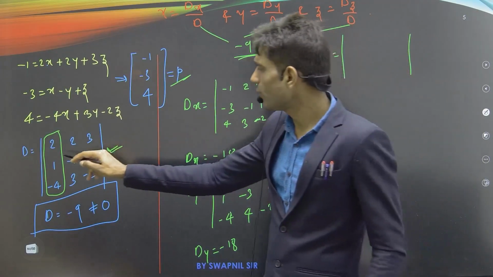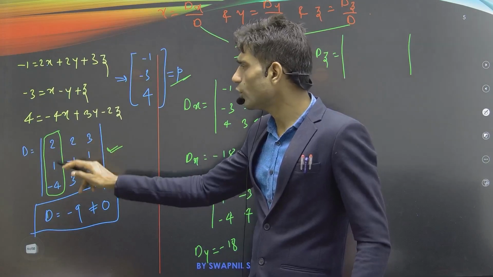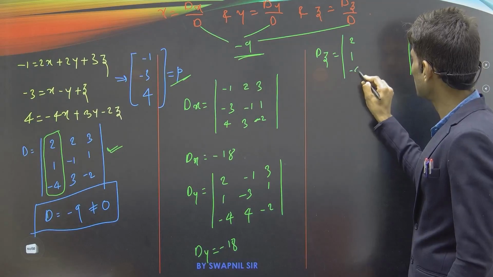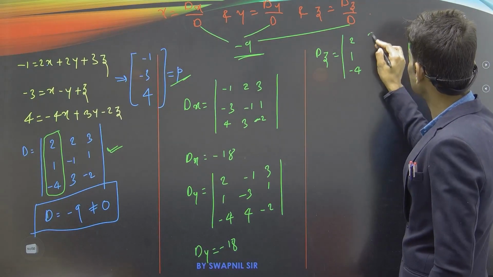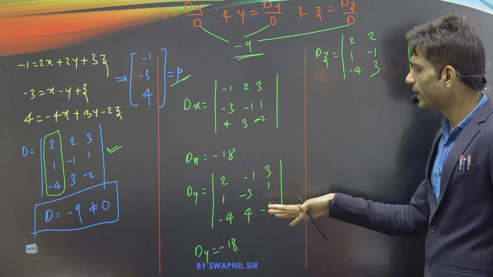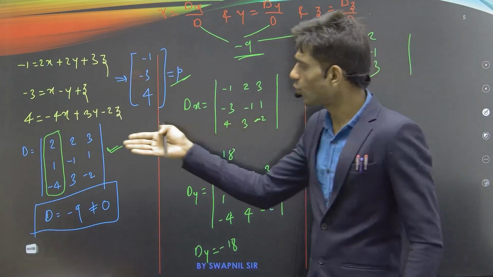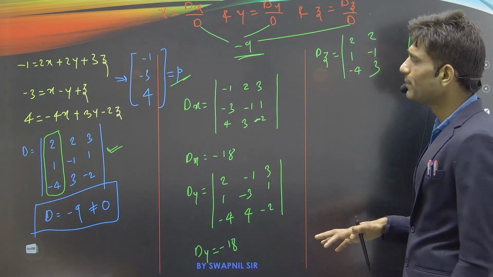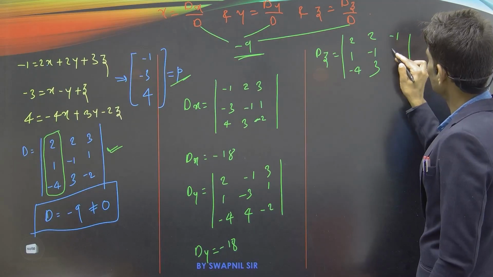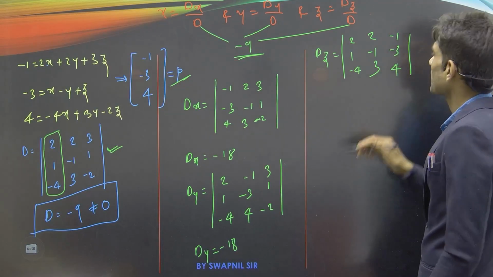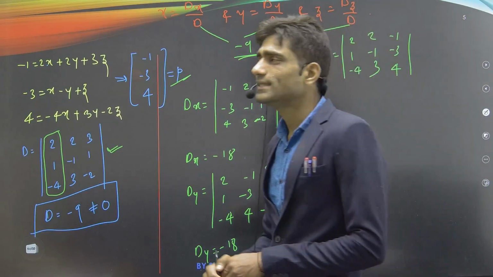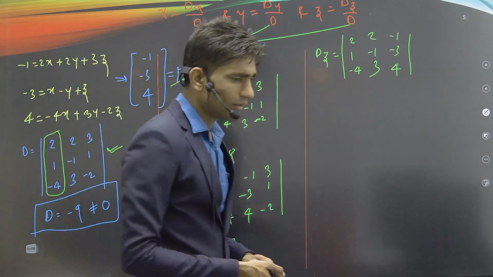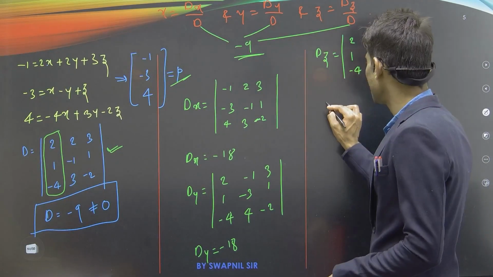Now write down the coefficient of x and the coefficient of y as it is: 2, 1, -4 as it is, 2, -1, 3 as it is. Now for finding the value of dz, replace the coefficient of z by p, instead of the values of z, which is -1, -3 and 4. So this is our dz, similar to the previous determinant. You have to find the value of the determinant.